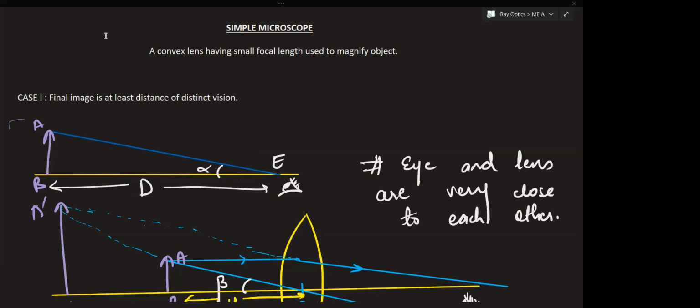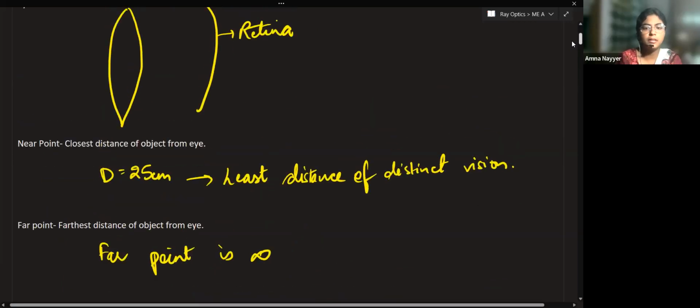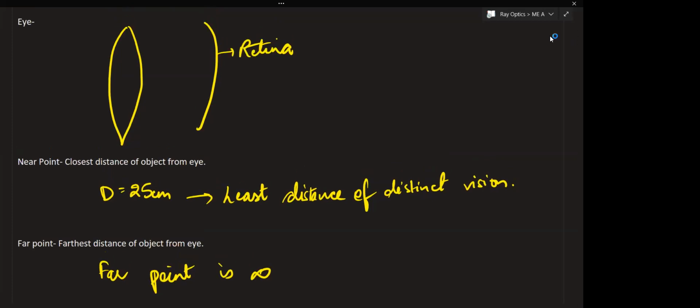Ma'am, can you show the previous notes for a moment? This one. Yes, ma'am, just for a moment. Okay. Okay, ma'am, thank you.